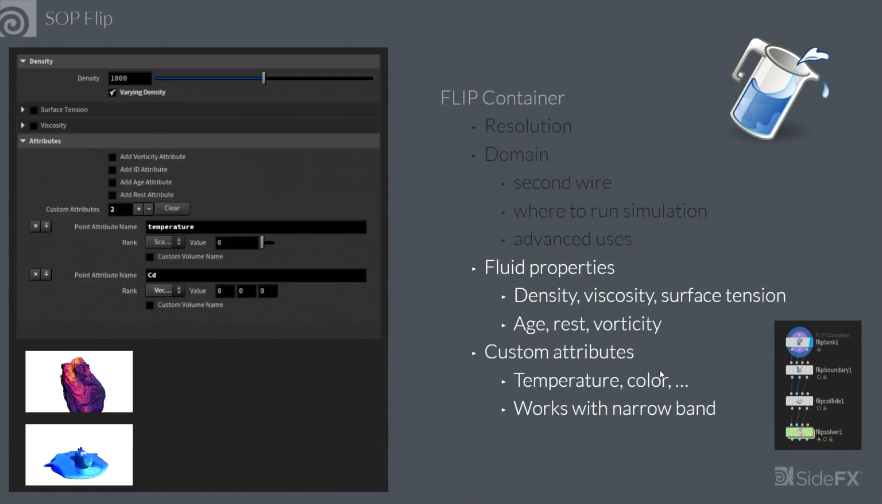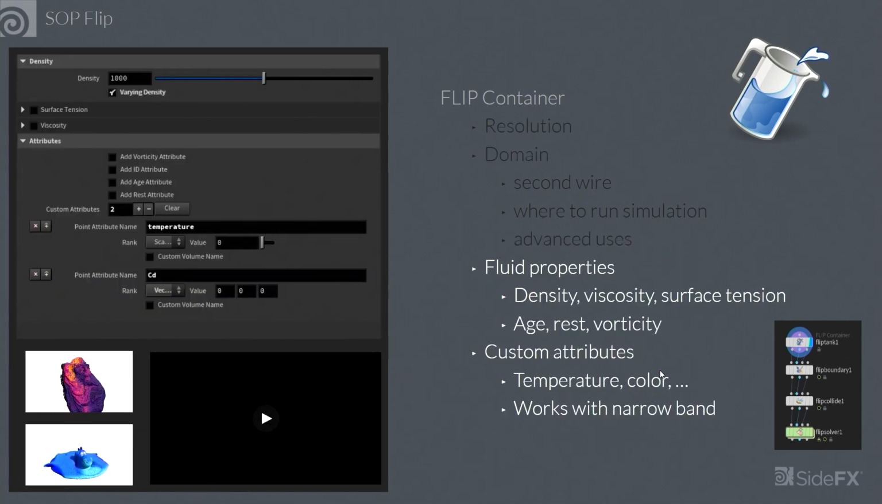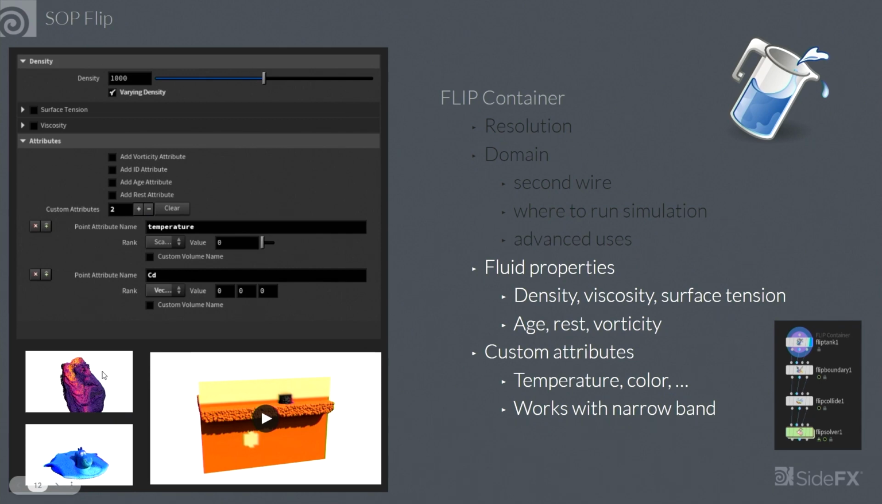So the next role of the flip container node is where you define the physical properties. You can set your density, turn on surface tension or viscosity. You can turn on additional attributes like age, rest, and so on. And you can also set up custom new attributes. For example, if you look at the configure lava tool, it has a custom attribute temperature, and configure flip has a custom attribute color.